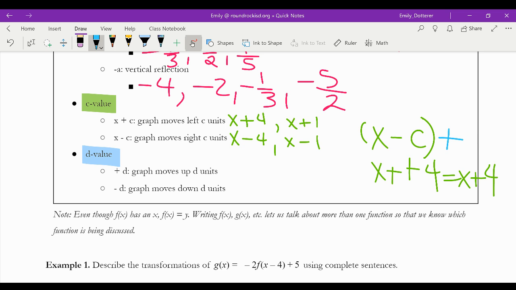At the end there, it has plus the d value, so the sign will look like what it's supposed to do. Plus will go up, minus will go down.